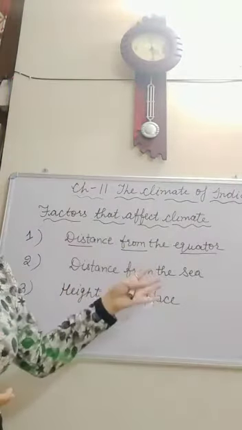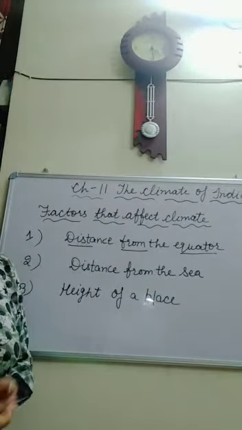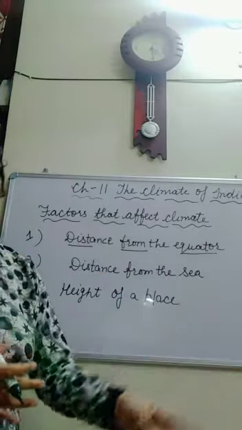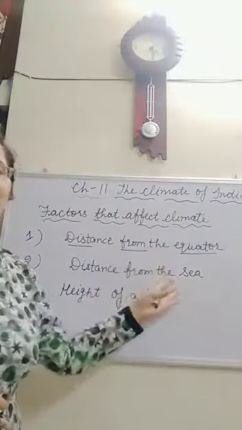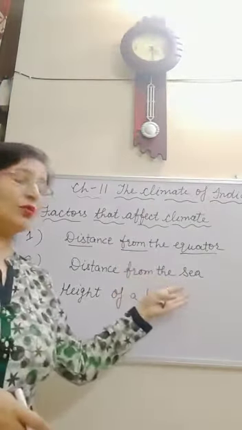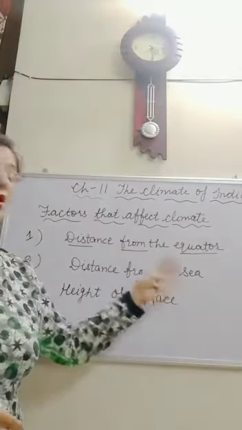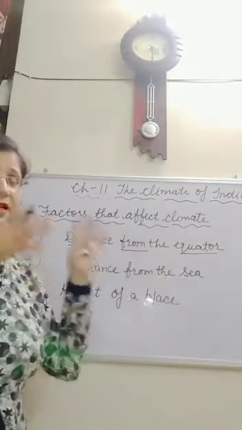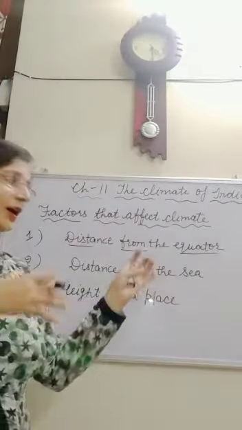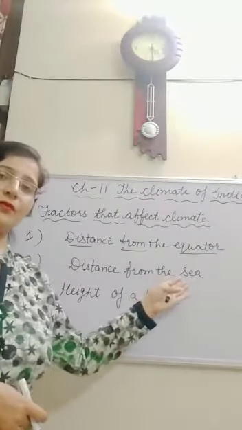Compared to land, water takes longer to heat and cool, and thus oceans heat up and cool down slower than the land, and the cool sea breezes keep the coastal areas very much cooler in summer and warmer in winter than places which are very far away from the sea.